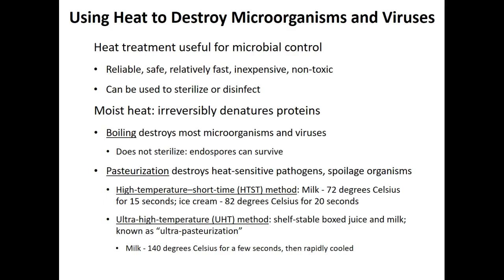The ultra high temperature method, the UHT, is usually used for items that don't require any sort of significant refrigeration, such as boxed juices and milk. It's also known as ultra pasteurization. This is where you use a very high temperature for a much shorter time period, and then you cool it very rapidly. So you can see that for milk, ultra pasteurization requires 140 degrees, significantly higher than the 72, for only a few seconds versus 15 seconds. And then it's rapidly cooled to try to prevent the loss of any flavor.